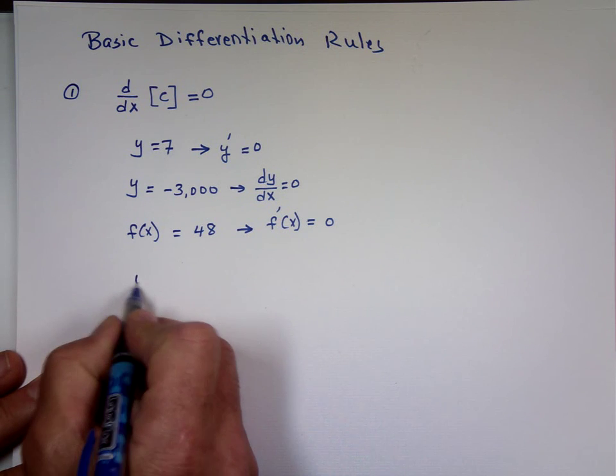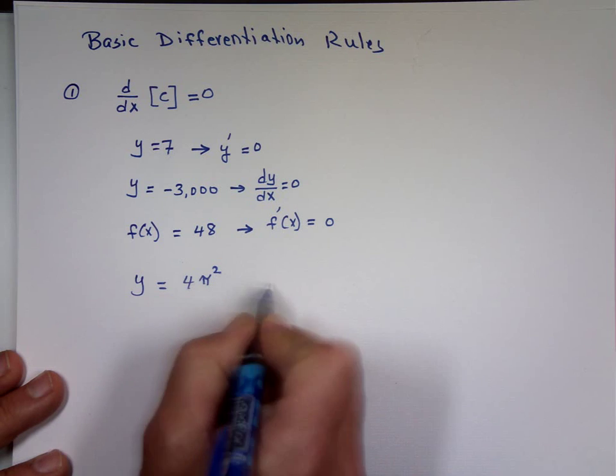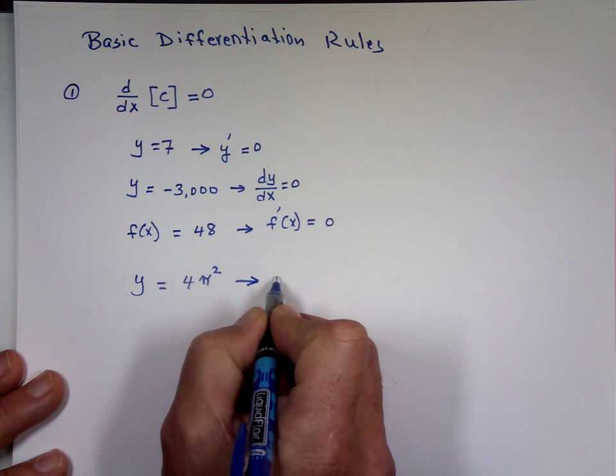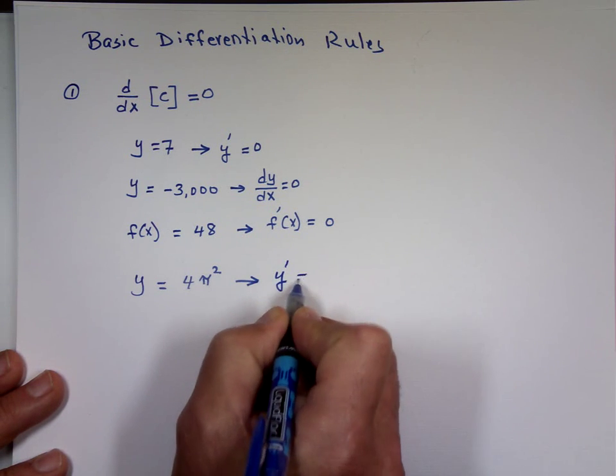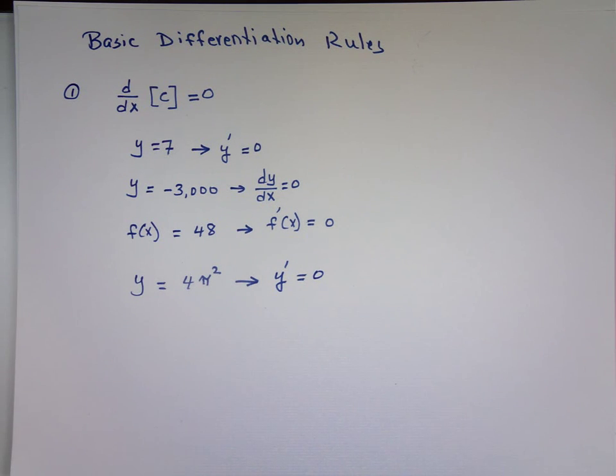What if you have y equals 4 pi squared? What's the derivative of that? Still 0, yes, because pi is a number: 3.14, or 22 over 7, whatever you want to use. That's still a number.